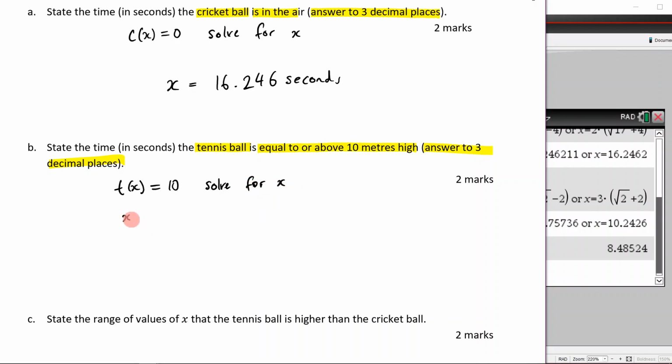I figured out that x was equal to 10.2426 and x was also equal to 1.75736. I then subtracted these from each other. So I went 10.2426 minus 1.75736, and my answer was 8.485 seconds.